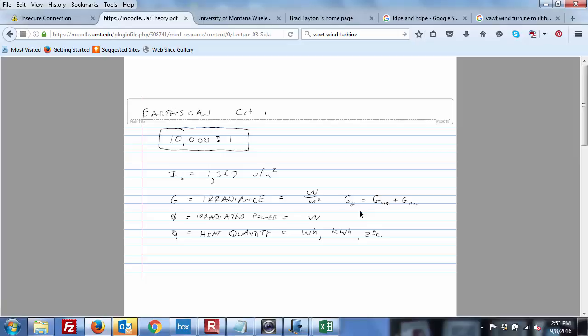So you can think of irradiance as sort of power flux, if you will. Phi is just power, W, watts. Q is heat quantity, and that's energy. So you're going to integrate your irradiated power over time to get your heat quantity. So Q equals, what's that? In coulombs? Heat quantity is not measured in coulombs. Coulombs is a measure of electric charge. Heat quantity is going to be measured in BTUs, kilowatt hours, megajoules, etc.